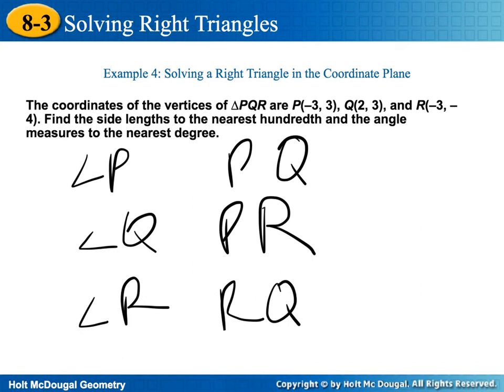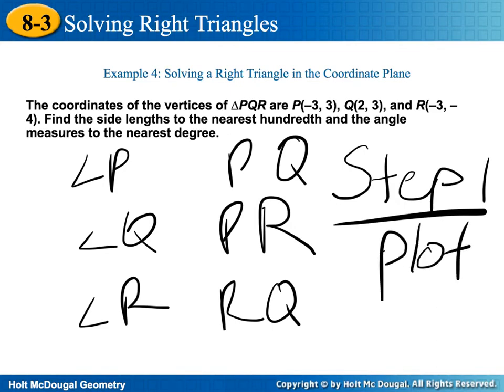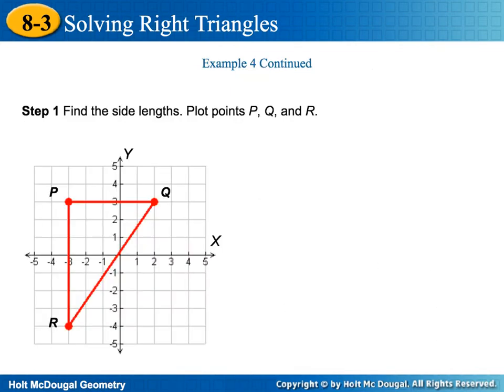So your first step is to plot the points. That's what's been done here. Get some graph paper or use your notebook lines to graph these points. So here I've got (-3, 3), (-3, -4), and (2, 3). Now 3 of these are going to be very, very simple to find. This is a horizontal line and this is a vertical line. Vertical and horizontal lines make right angles. So angle P is going to be 90 degrees. That one's pretty simple.